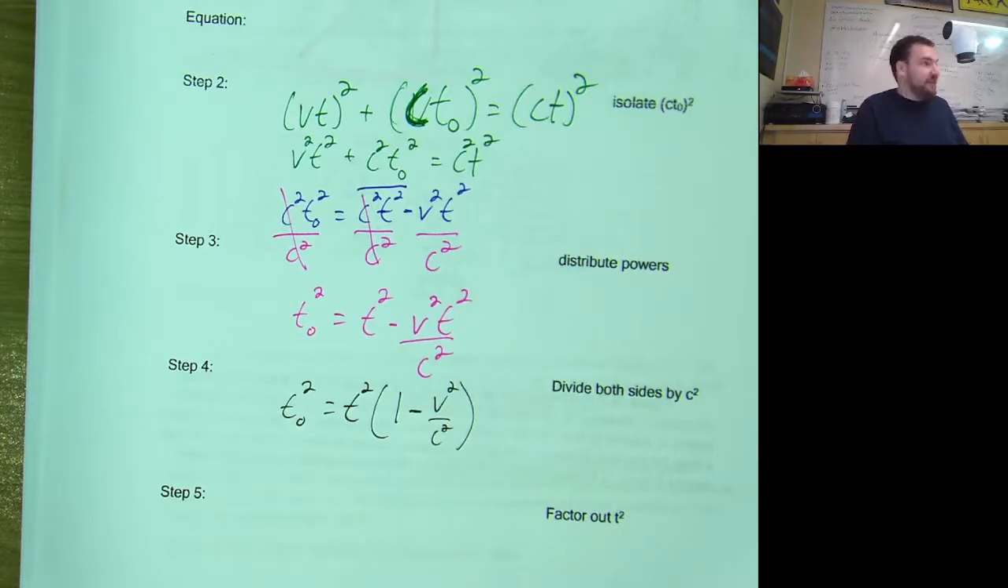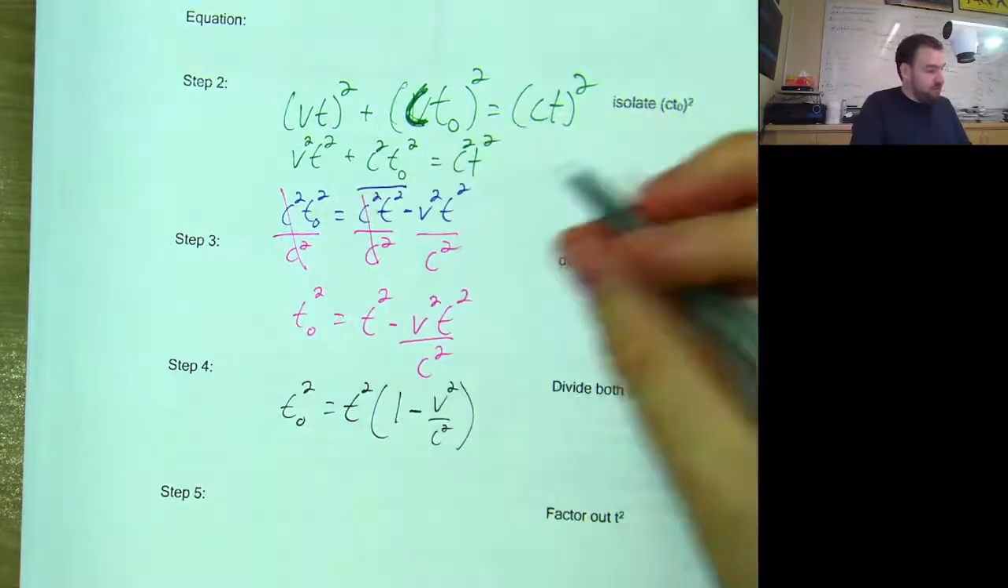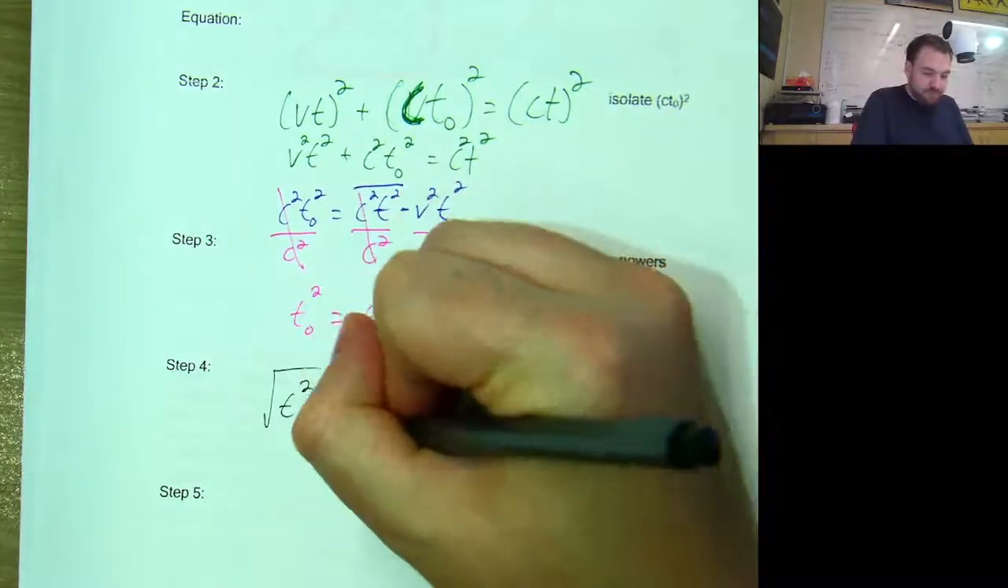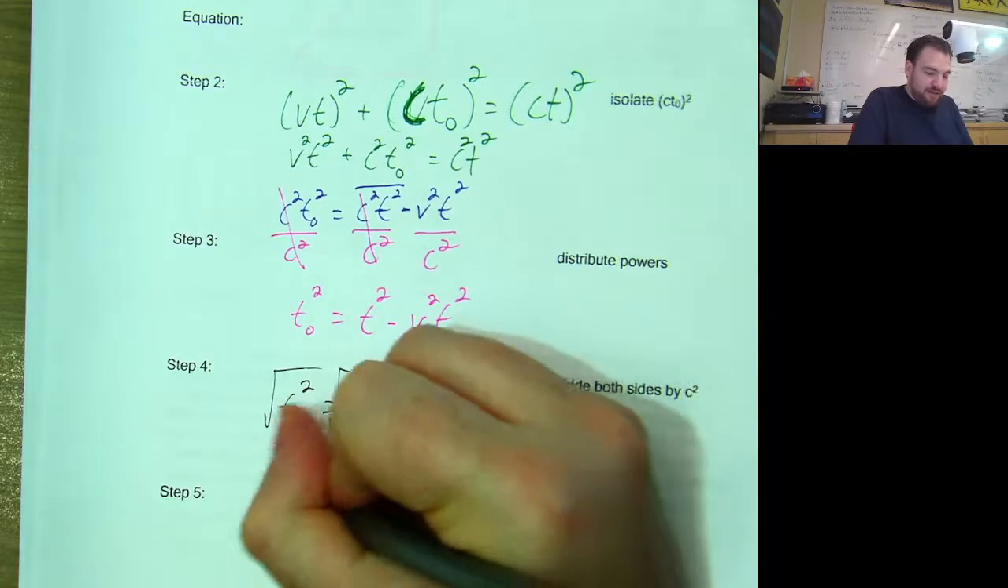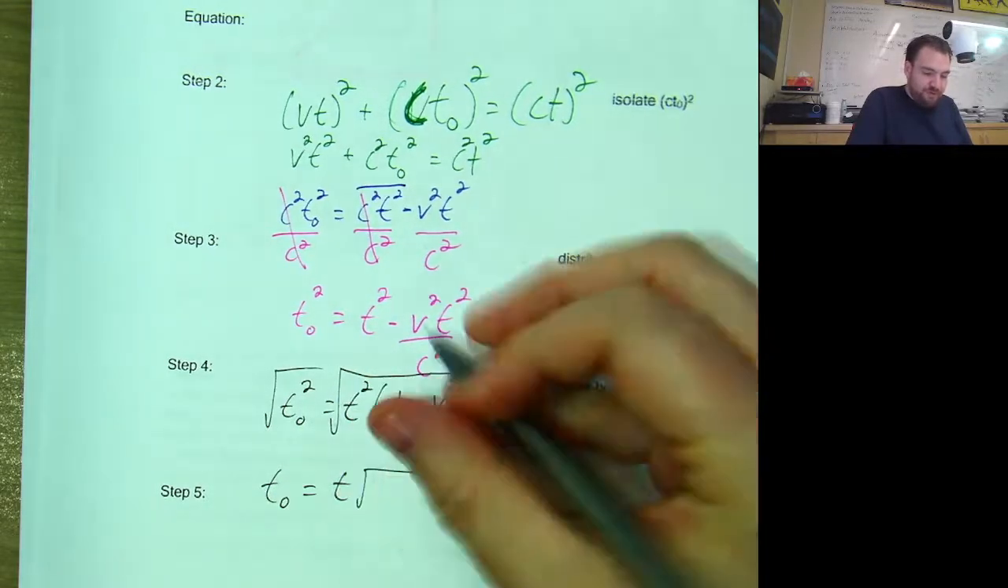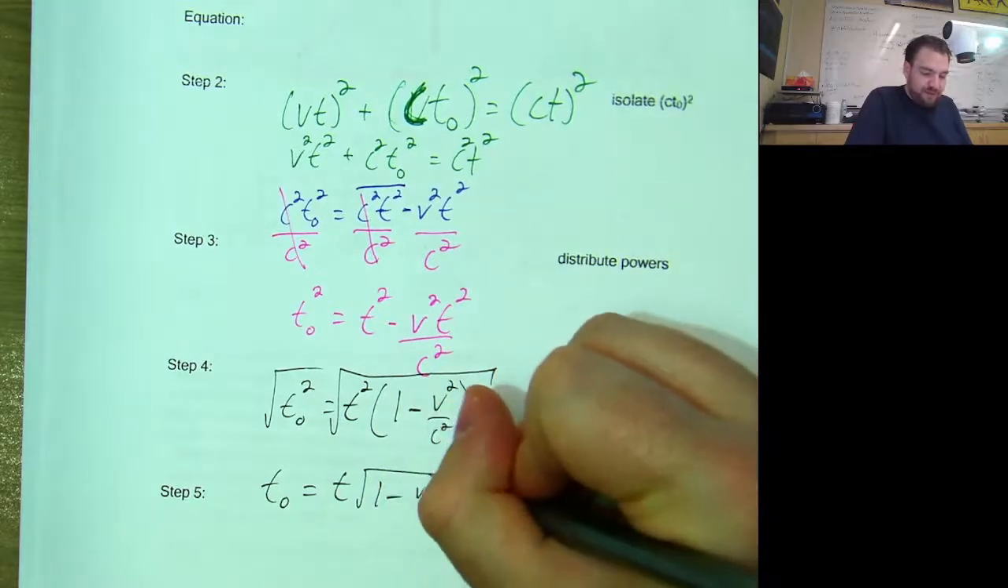The last step that makes sense is to do what? Sorry? We're going to square root this thing. So we're going to get t0 is going to equal t times the square root of 1 minus v squared over c squared.